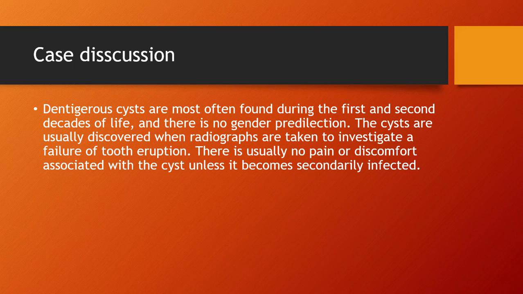Dentigerous cysts are most often found during the first and second decades of life, and there is no gender predilection. The cysts are usually discovered when radiographs are taken to investigate a failure of tooth eruption. There is usually no pain or discomfort associated with the cyst unless it becomes secondarily infected.